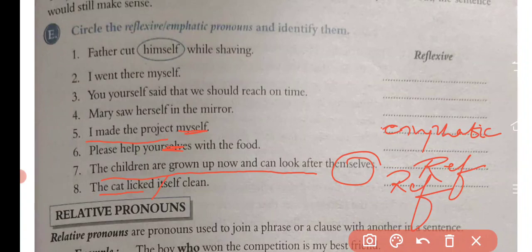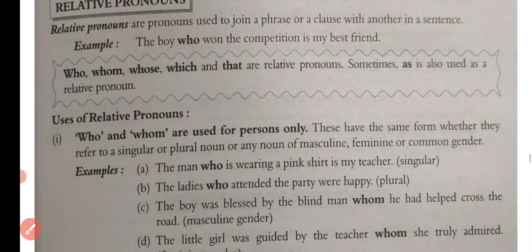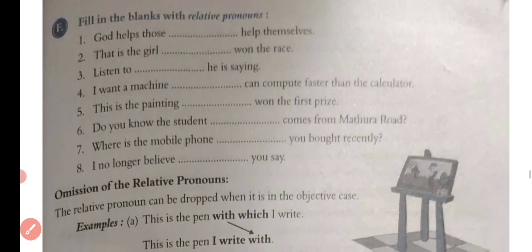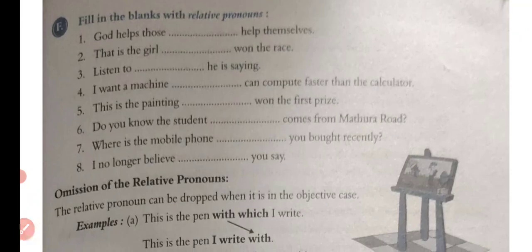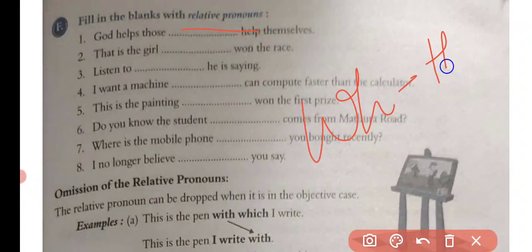Please turn to the next page and the next exercise, which is given on page number 37 of your book. So please open page number 37 of your book. Here on your screen you can see it. Here you have to do relative pronouns, and relative pronouns are what? WH family words. So WH family words like who, whose, which, and that you have to use, and next is that also, right?